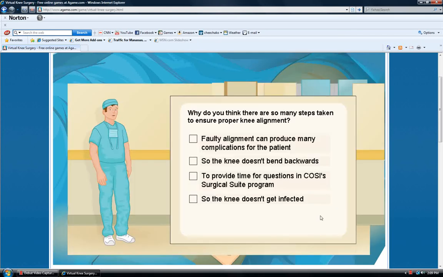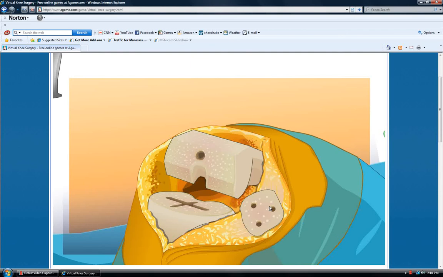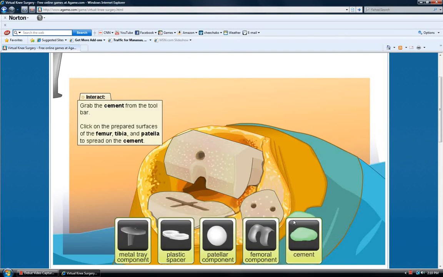Why do you think there are so many steps taken to ensure proper alignment? Great! We've tested the trial components. Now let's remove them and prepare for the permanent components by applying a special cement compound that binds metal and plastic to bone. A scrub technician has mixed up a batch of cement for you to use.